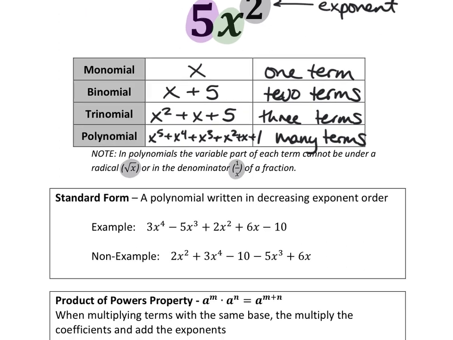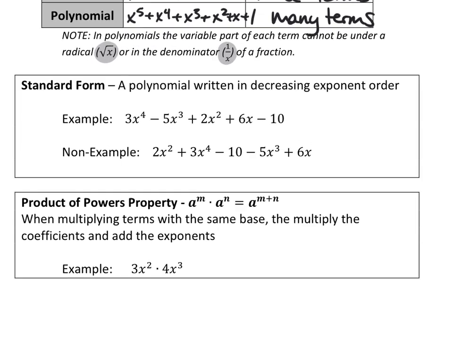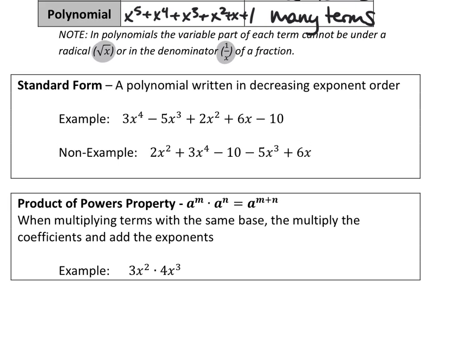Now, polynomials should be written in what's called standard form. Standard form is what most textbooks and most mathematicians, actually all mathematicians, will write their final answers like this. It's called decreasing exponent order. Literally, all that means is that the exponents are going to get smaller from the beginning to the end. Look, we started with the exponent of 4, exponent of 3, exponent of 2, exponent of 1, biggest to the smallest of the exponents. I don't care about the coefficients, I'm caring about the little floaty numbers. Those need to be from biggest to smallest, and that's called standard form.